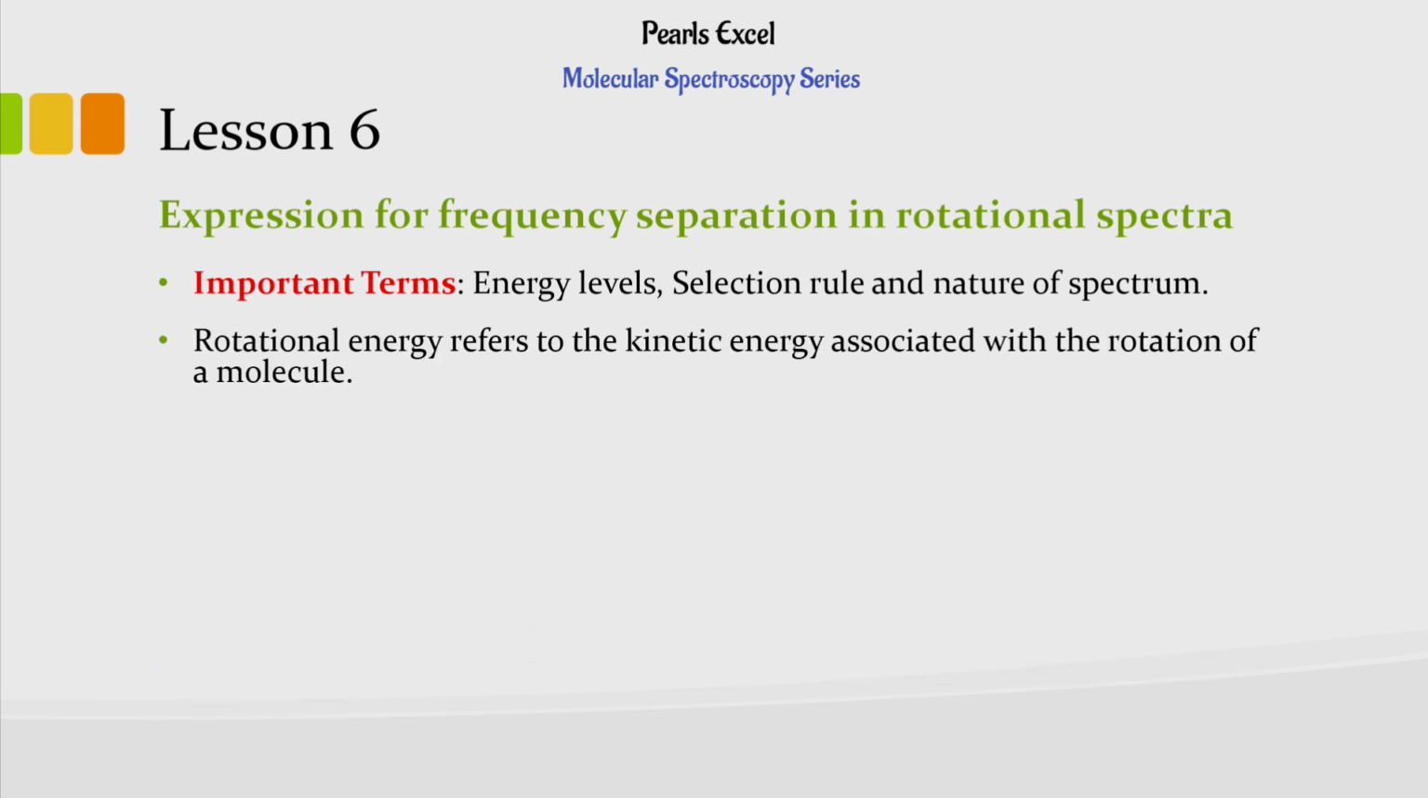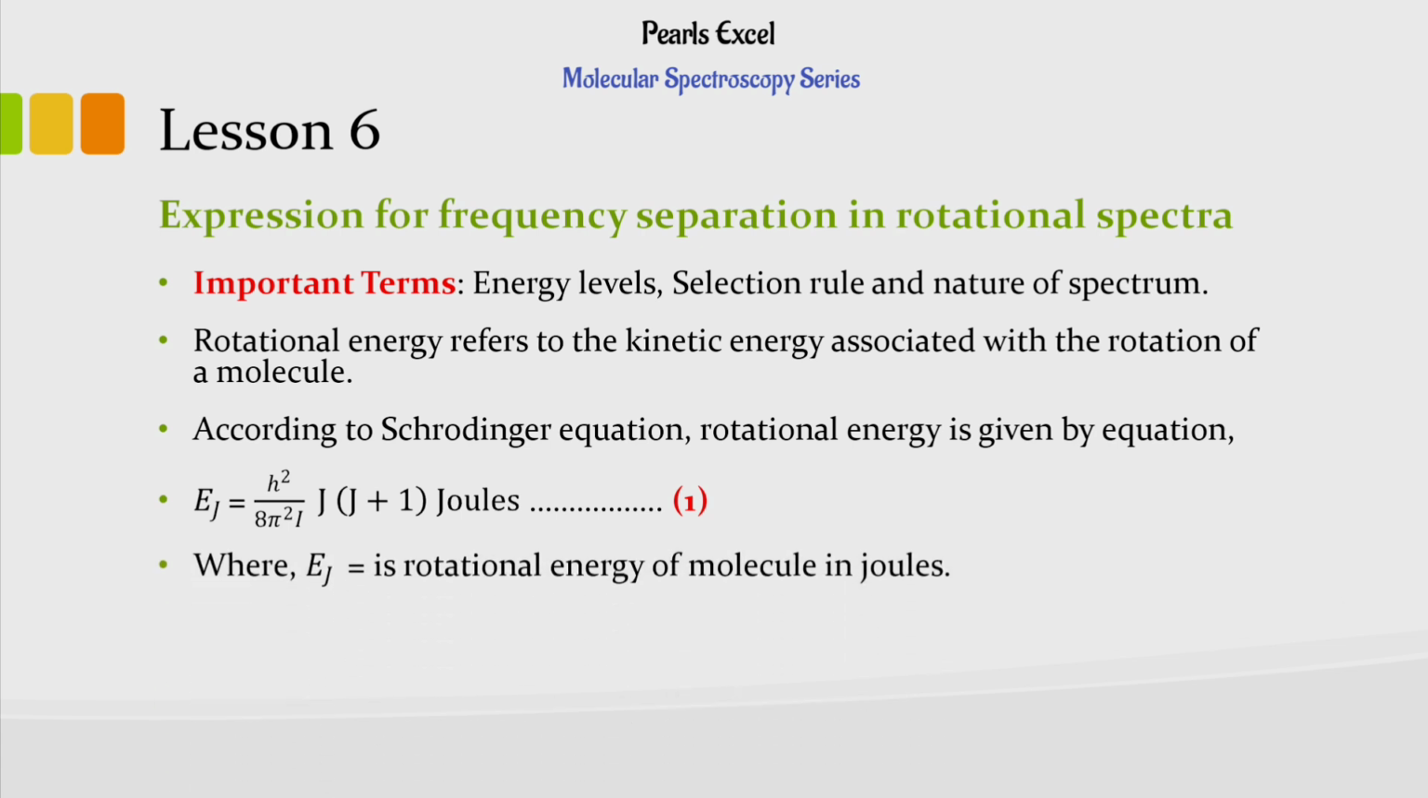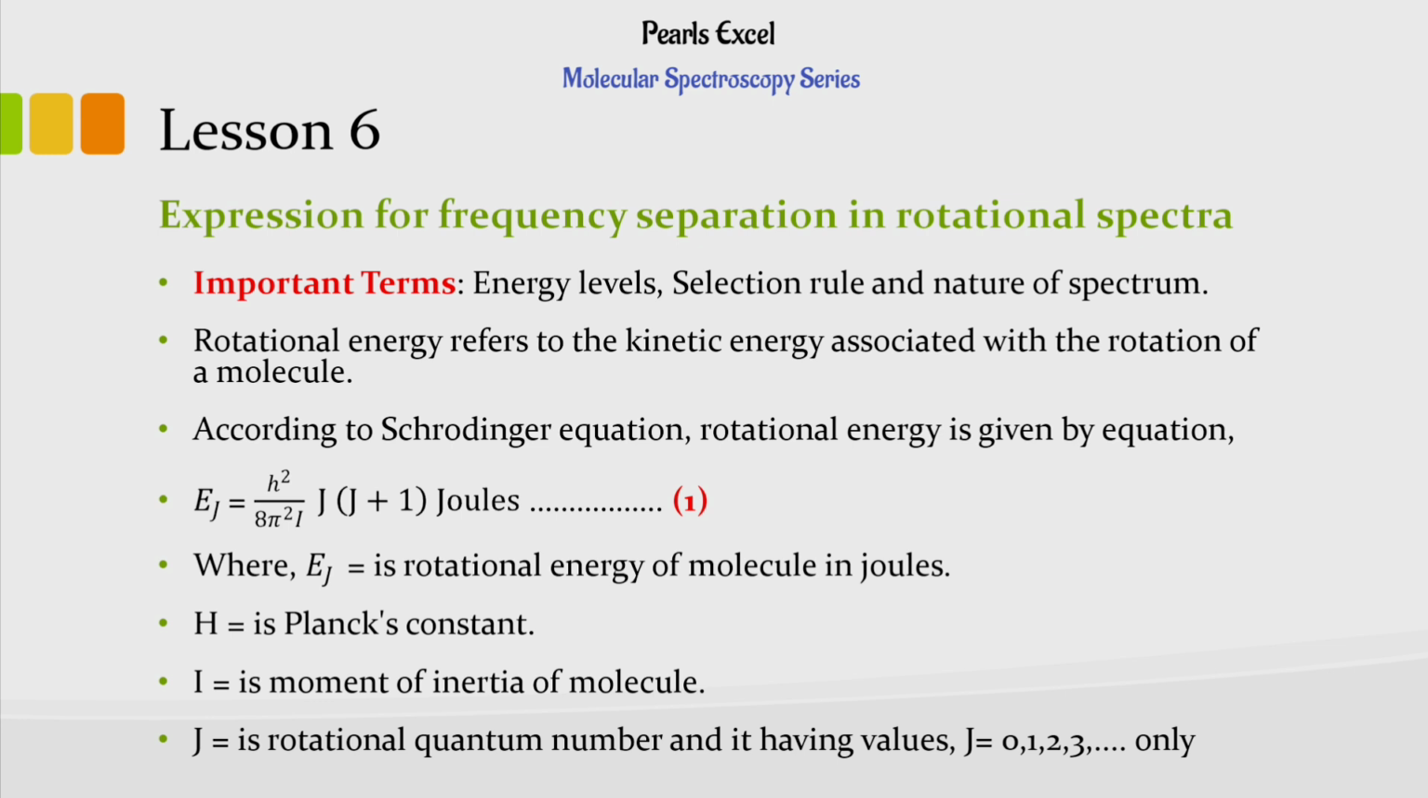So first, understand the meaning of rotational energy. Rotational energy refers to the kinetic energy associated with the rotation of a molecule. According to the Schrödinger equation, this rotational energy is given by the equation Ej = h²/8π²I × J(J+1) joules. Assign this as equation number 1, where Ej is the rotational energy of the molecule in joules, h is Planck's constant, I is the moment of inertia of the molecule, and J is the rotational quantum number, having values 0, 1, 2, 3, and so on.